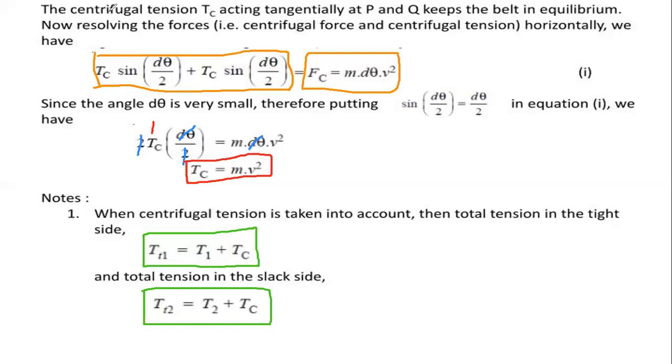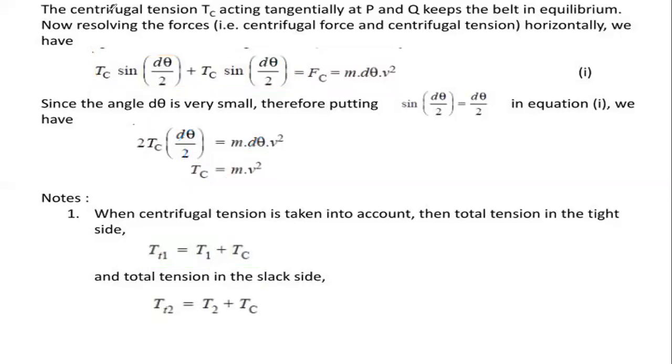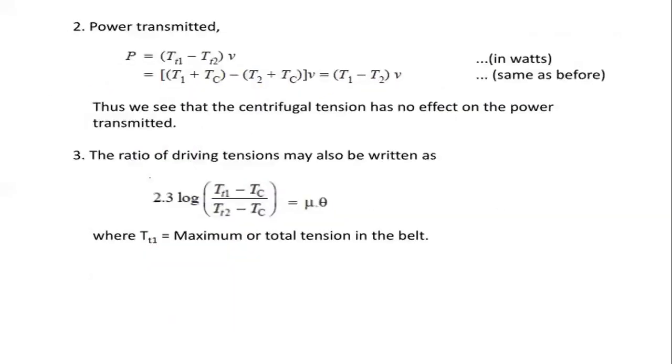Then we have to take the other category, that is the power transmission. Power P is equal to T1 minus T2, the tight side and the slack side tensions, into velocity v, taken in watts. Thus the centrifugal tension has no effect on the power transmitted. It has no effect on the power transmission.